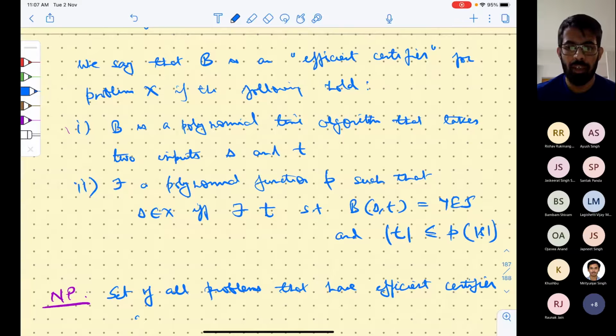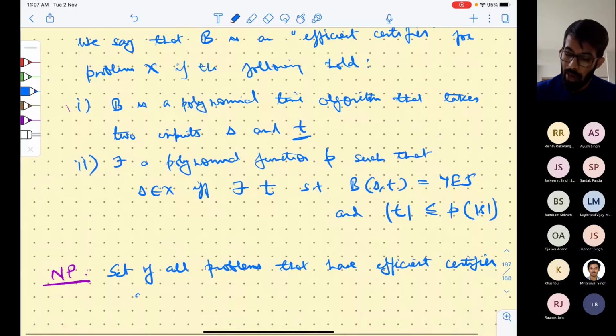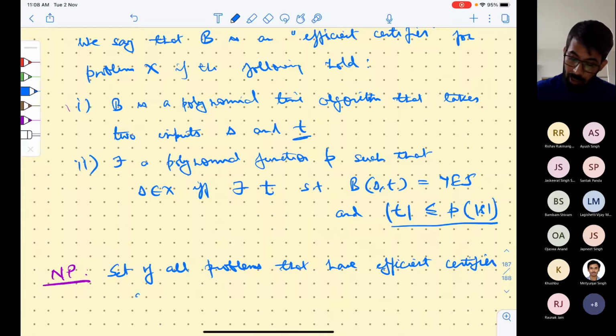If you are given a satisfiability instance, then the certificate, the string T, can be a satisfying assignment, right? If we are given a graph and the problem is independent set, T can be just a set of vertices. And the second condition says that the size of T is bounded by a polynomial in the size of S. So the certificate cannot be too big. The certificate has to be polynomial in the size of S, and the algorithm runs in polynomial time in S and T.